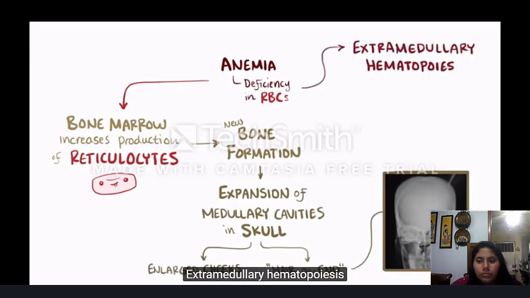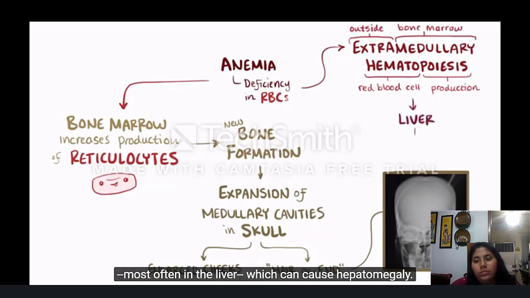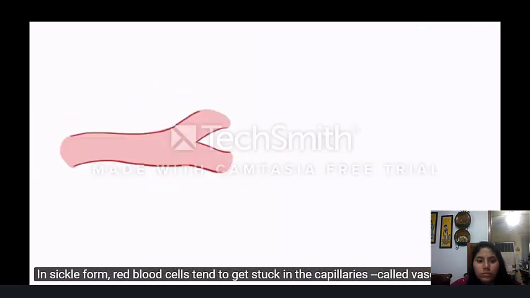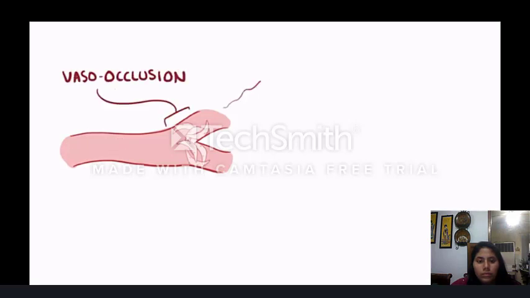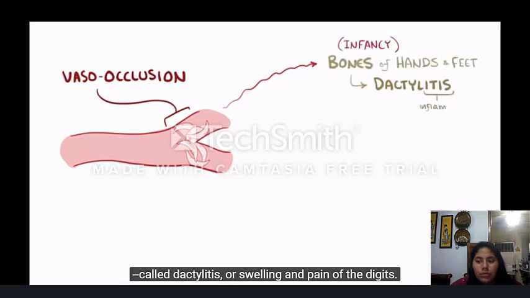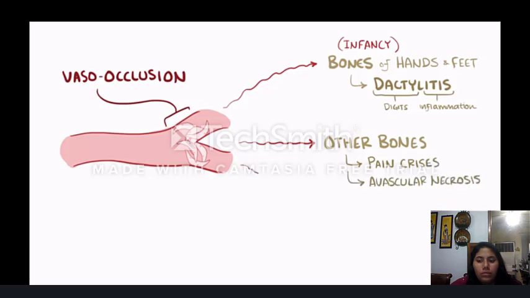Extramedullary hematopoiesis, which is red blood cell production outside the bone marrow, can also happen, most often in the liver, which can cause hepatomegaly. In sickle form, red blood cells tend to get stuck in the capillaries, called vasoocclusion. Starting in infancy, they can clog up blood flow in the bones of the hands and the feet, called dactylitis, or swelling and pain of the digits. Later, they get stuck in other bones, causing sickle cell pain crises or avascular necrosis of the bone.